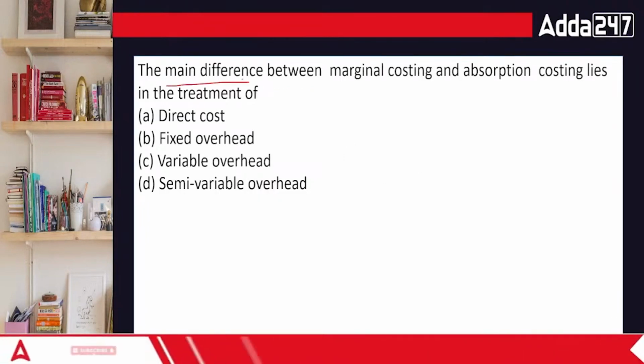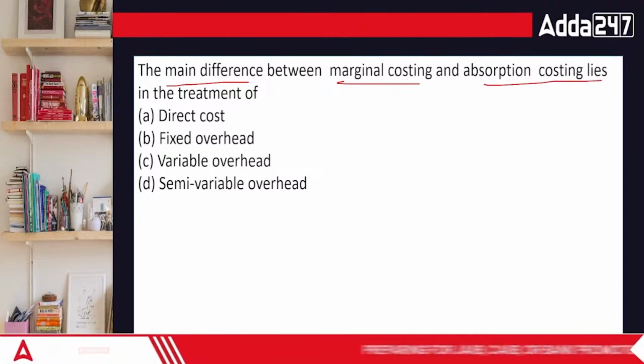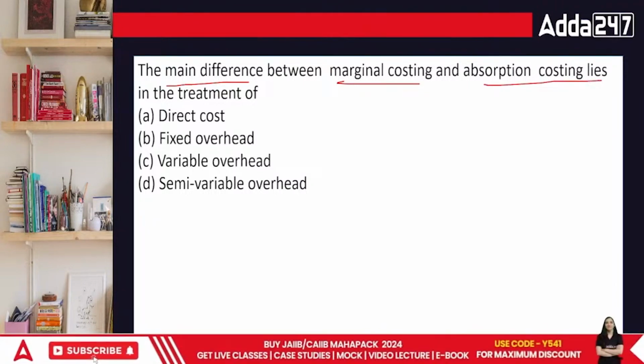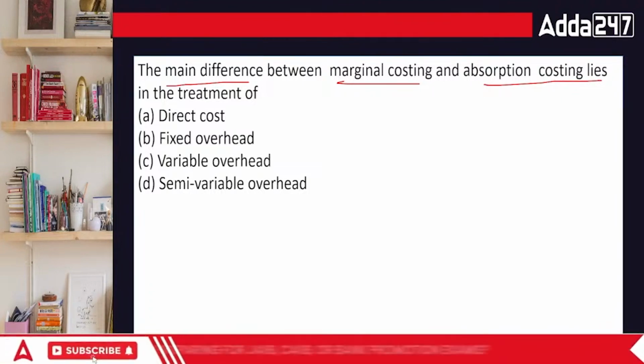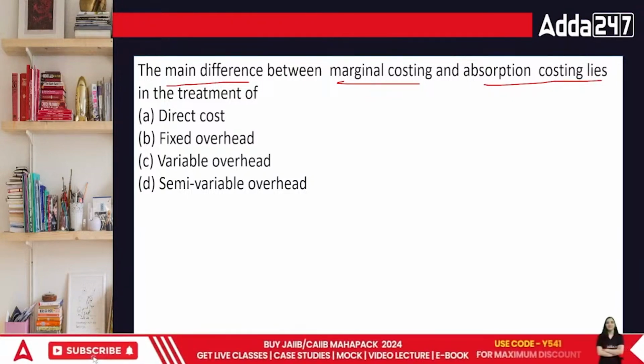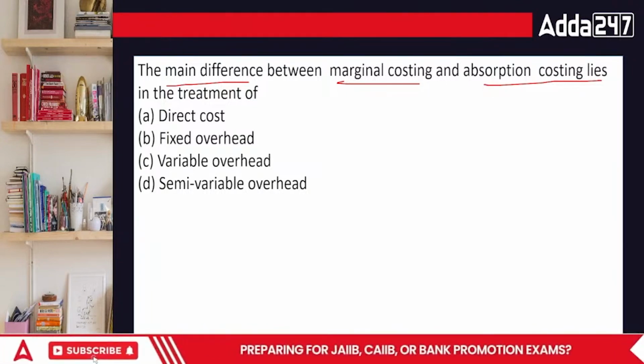Everyone, what's the main difference between marginal and absorption costing? Absorption costing talks about all the kinds of costing. They're worried about fixed as well as variable as well as semi-variable. Marginal costing is basically worried about only and only one thing. Its name is also even interchanged with that type of cost. Is it direct cost, fixed overhead, or variable overhead, or semi-variable overhead?